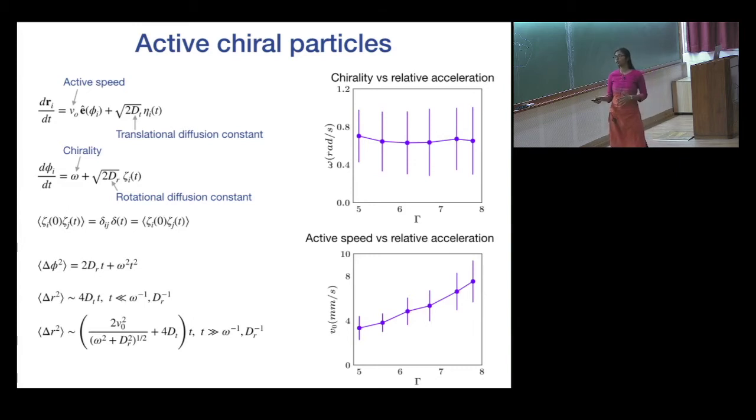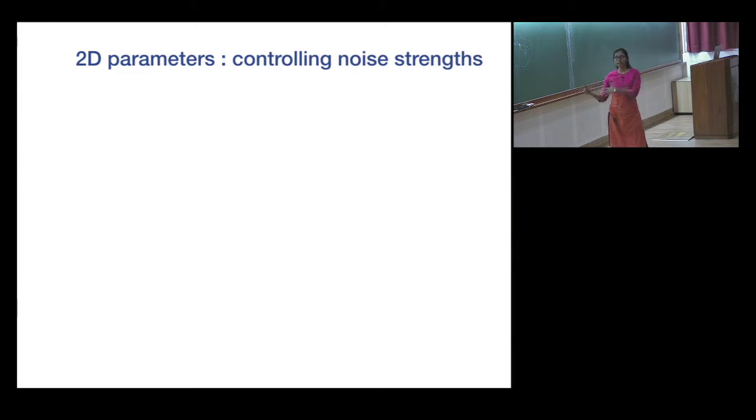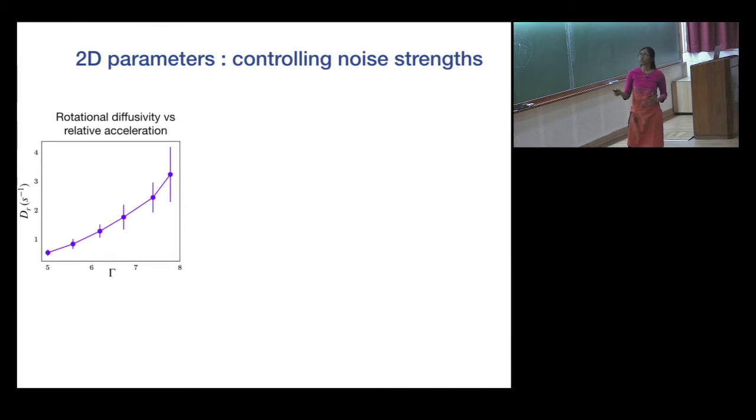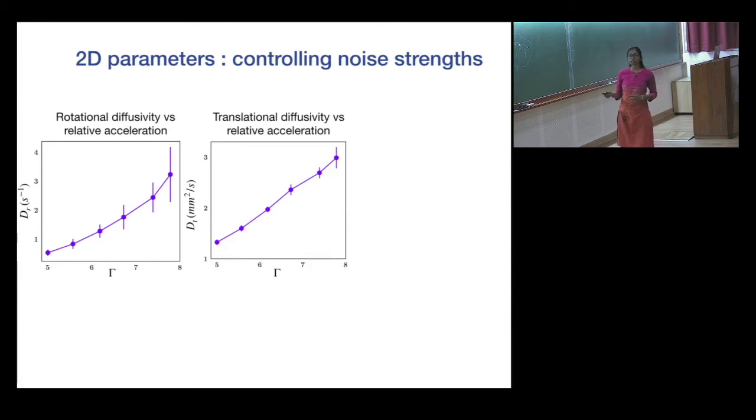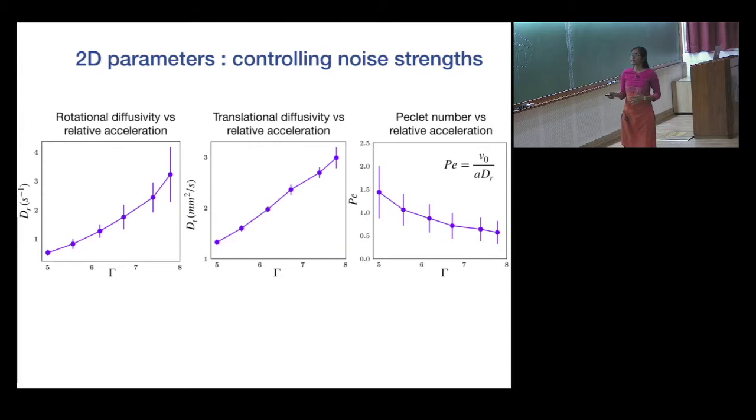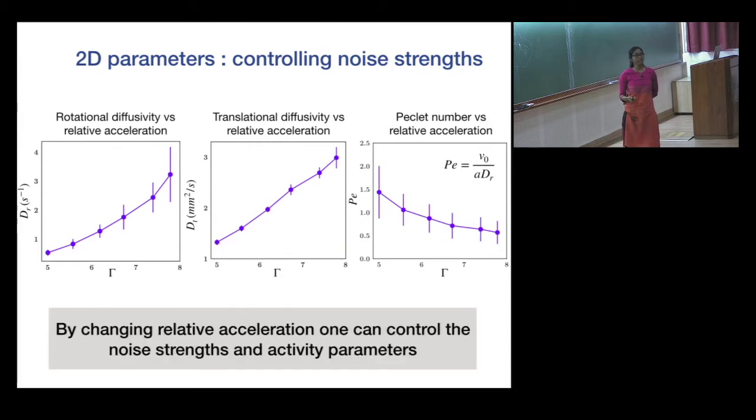So you see the active speed grows slowly with the relative acceleration of the shaker, but what we can really control here is the noise strength. You can see here the rotational diffusion constant increases with the amplitude, or the relative acceleration, as well as the translational diffusion constant. So by changing the relative acceleration of the shaker, we control the noise strength and the activity parameter. Here we just show the Peclet number, which is the strength of the activity, which goes down.